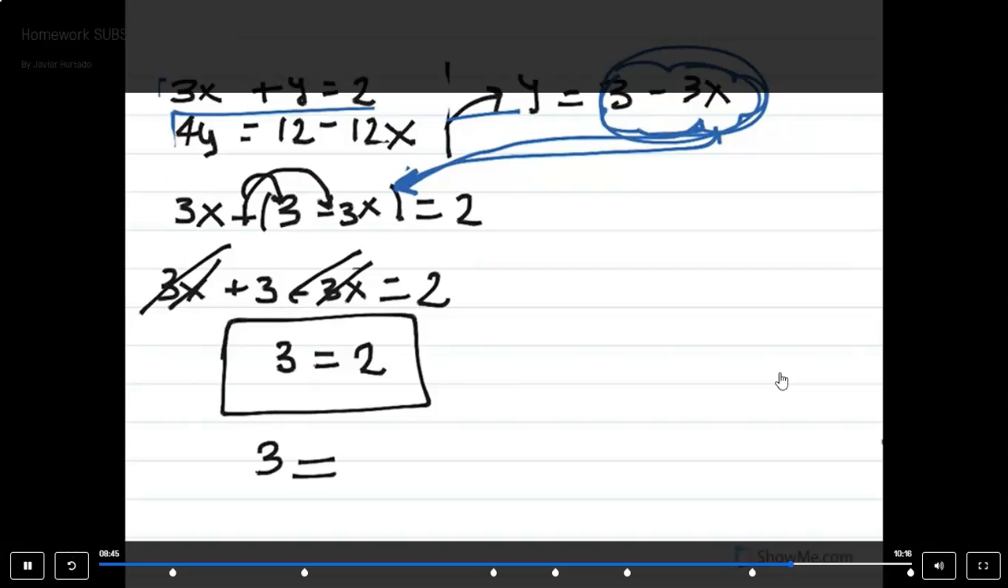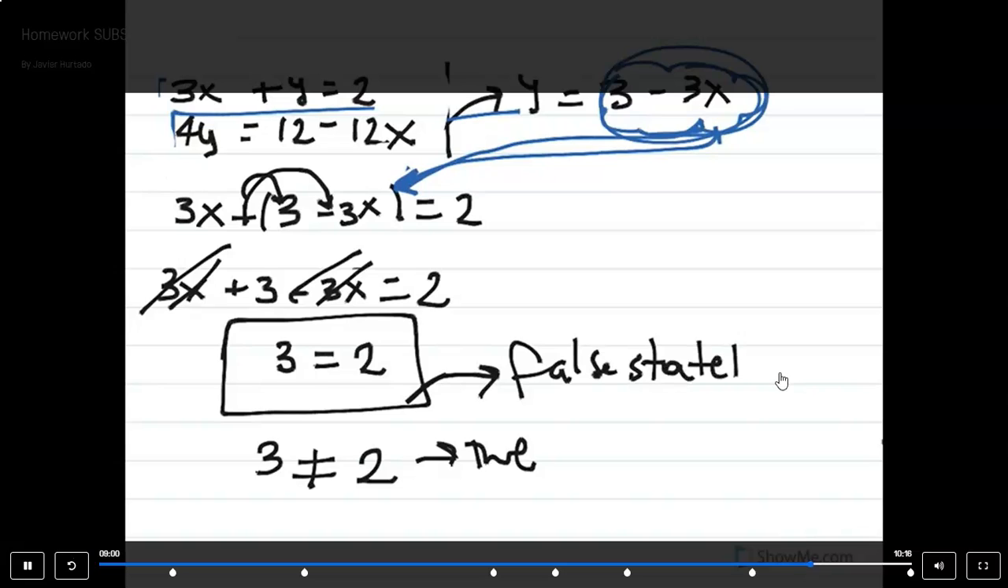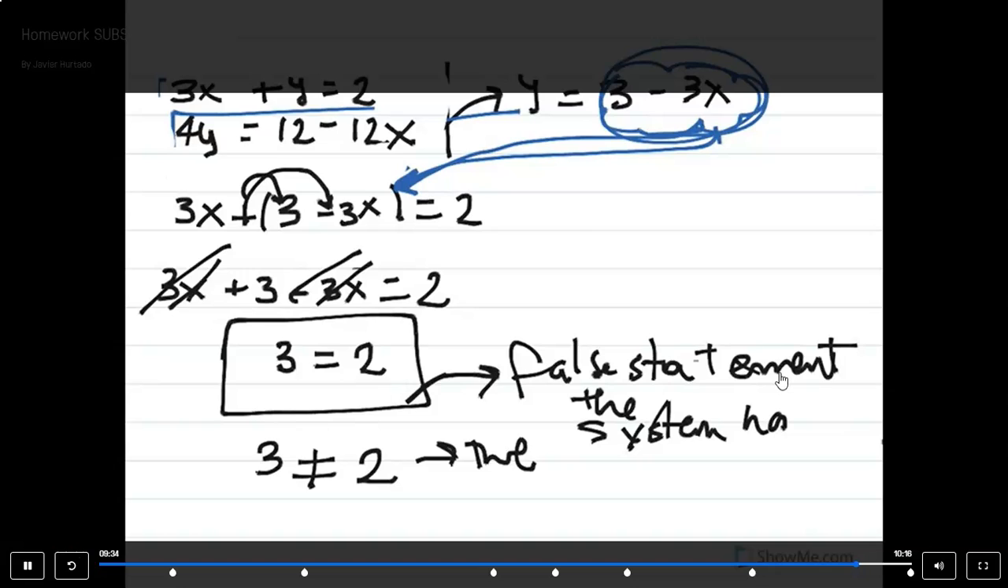I get 3 is equal to 2. But as you know, 3 is not equal to 2. This is different from 2. So this result that we are getting here, because 3 is not equal to 2, is called a false statement in math. It's something that is not real, it's not true. Let me erase that statement. Okay, is it working now? And because it's false, then we are going to say that this system has no solution.